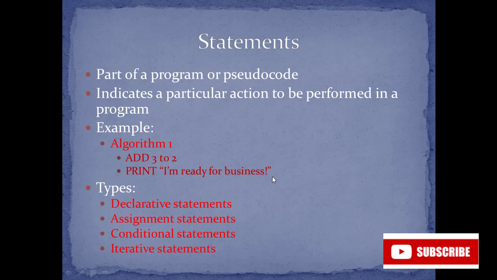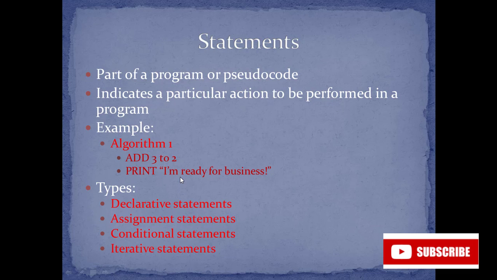This is a string of characters. The computer is supposed to print this, that is output. When you see the keyword print, it means display for the user to see. So the computer is supposed to display this string, I'm ready for business, for the user to see. Now the first one is an example of a statement, right? It is indicating a particular action to be performed. The second one is another statement, also indicating another particular action to be performed, right?